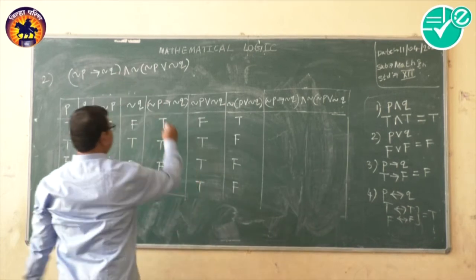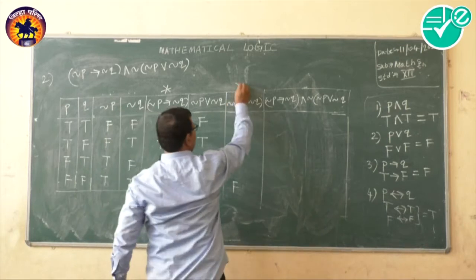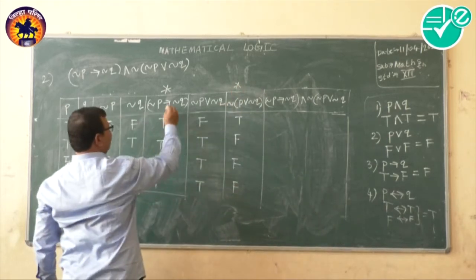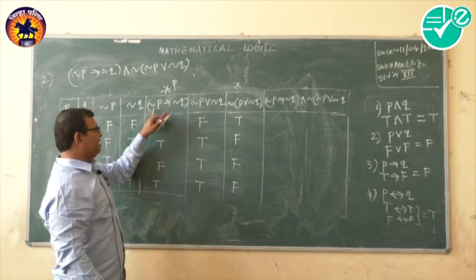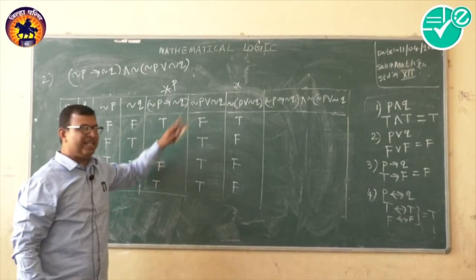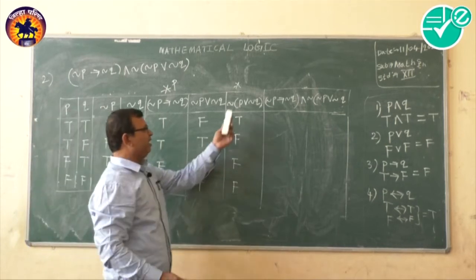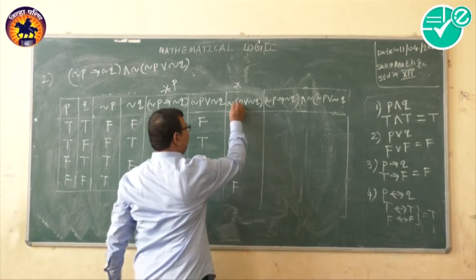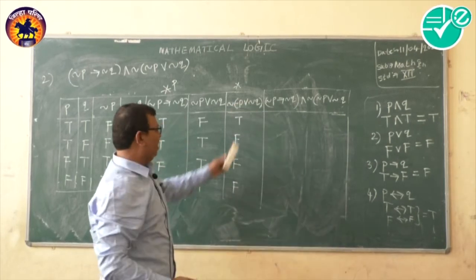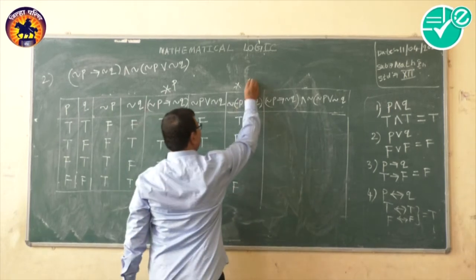Now see, we have to solve this first bracket, and this is the final. We have to consider this as P. What we have considered as P is negation P implication negation Q. And we have to consider the negation of the bracket, negation of P disjunction negation Q, as Q.